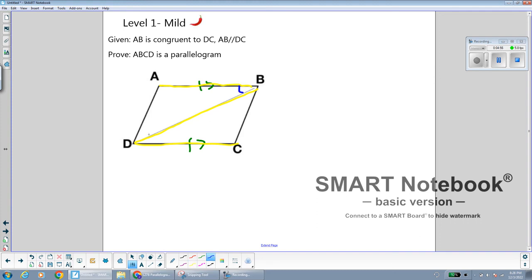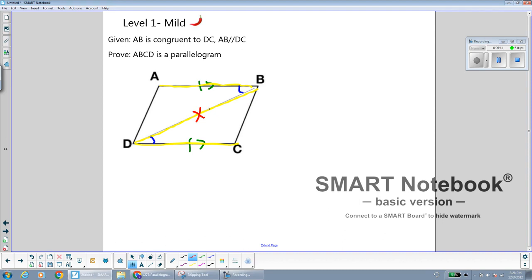And I can see my congruent alternate interior angles that are formed in the corners of the letter Z inside the parallel lines on different sides of the transversal. And I also see the shared side of triangle ADB and triangle BCD.